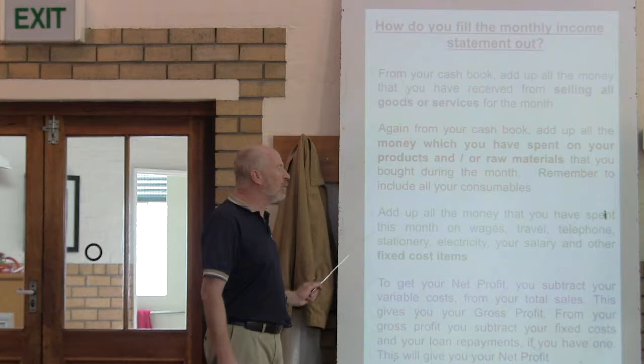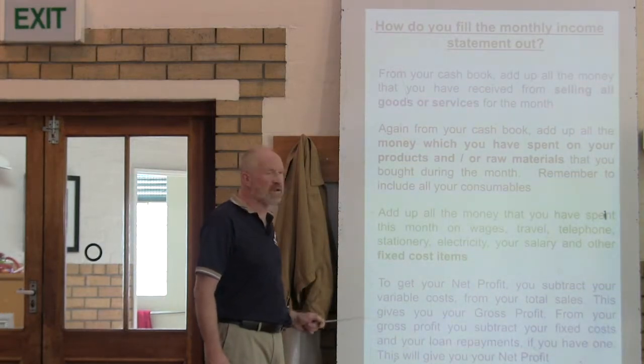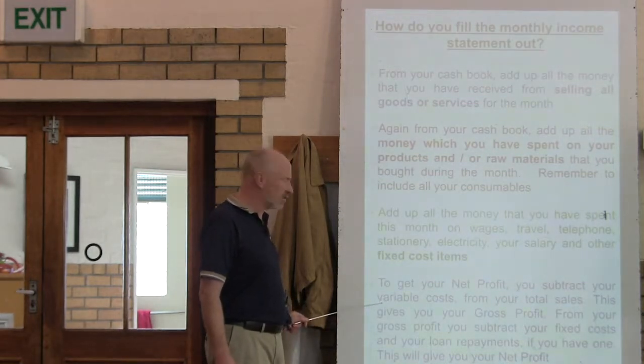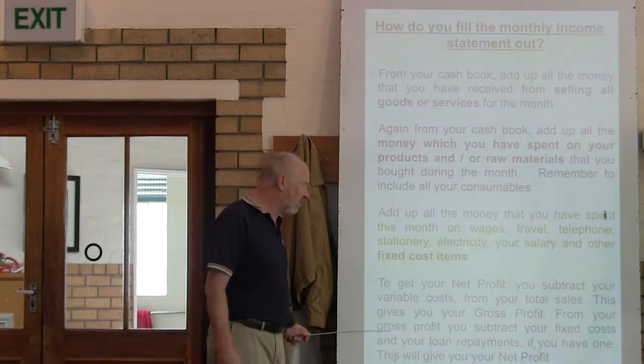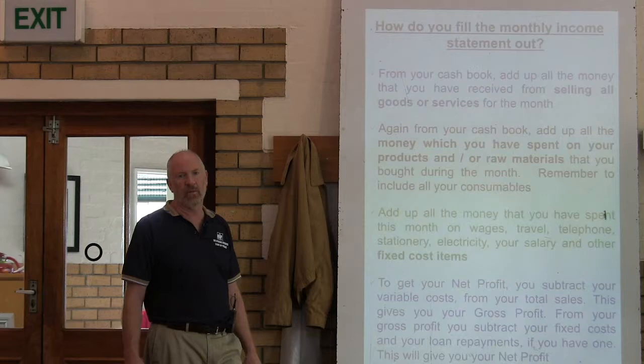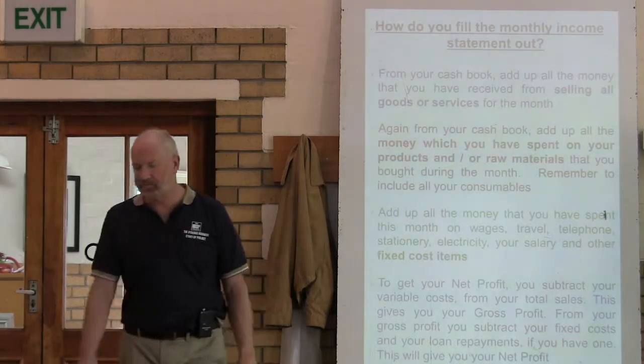Okay. Then you add up all the money you've spent this month on wages, travel, transport, stationery, electricity, or fixed cost items. To get your net profit, you subtract your variable cost from your total sales. This gives you gross profit. From your gross profit, you subtract your fixed costs and your loan repayment, until you've come up with a net profit.